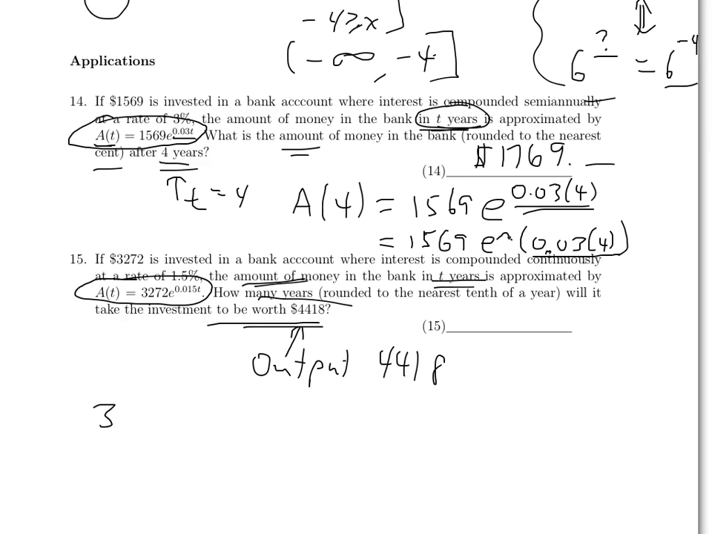And so that becomes an algebra problem, because I have to say, here's the formula for the outputs, and I want that to equal 4418. And so I have to find t. So in other words, I'm solving this equation.